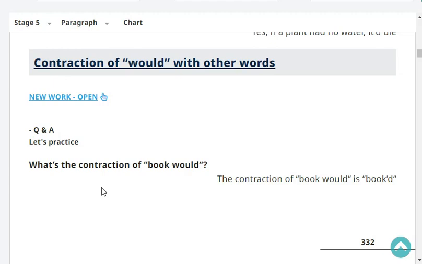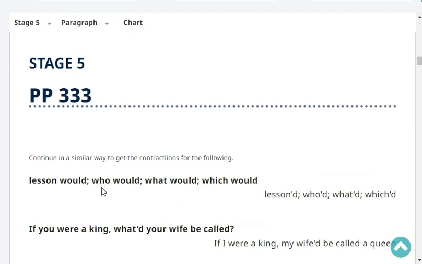What's the contraction of "book would"? The contraction of "book would" is "book'd". Very good. What's the contraction of "lesson would"? The contraction of "lesson would" is "lesson'd".